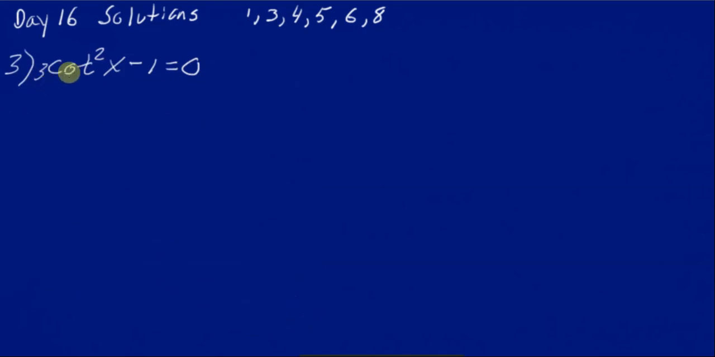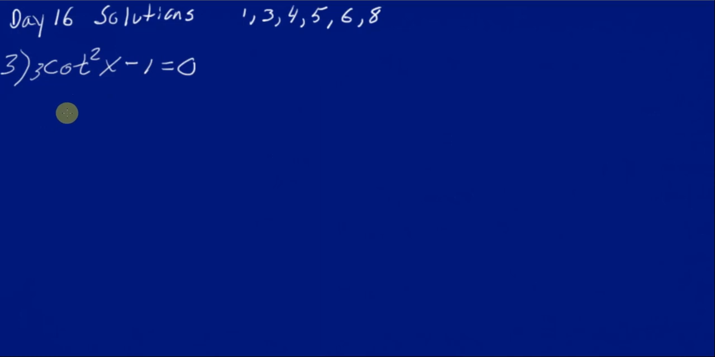All right, number 3 is 3 cotangent squared x minus 1 is equal to 0. Well, I never did any with the cotangent for you, or the secant, or cosecant for that matter, but we're going to treat it the same exact way. I'm going to go ahead and add 1, divide by 3. So that gives me the cotangent squared of x is equal to a positive 1/3.